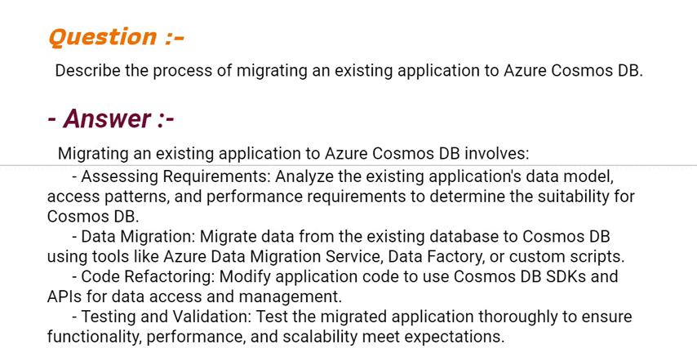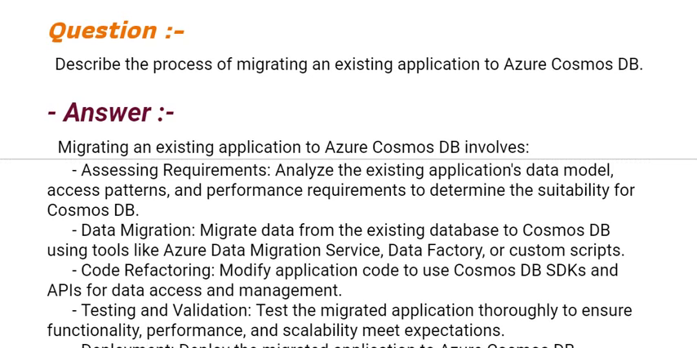The second one is data migration. Migrate data from existing database to Cosmos DB using tools like Azure Data Migration Service, Data Factory, or custom scripts. Code refactoring. Modify application code to use Cosmos DB SDKs and APIs for data access and management.